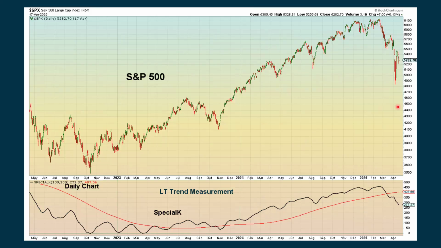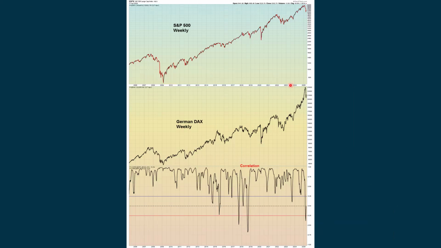Then I talk about this in every daily video. It's the Special K. It's a long-term oscillator. We're seeing some weakness on the weekly chart, which I don't have here. It's coming down, but it's still above the red line. Well, back in March, we crossed below the red line on the daily, and this is showing that on a daily basis, the Special K is negative.